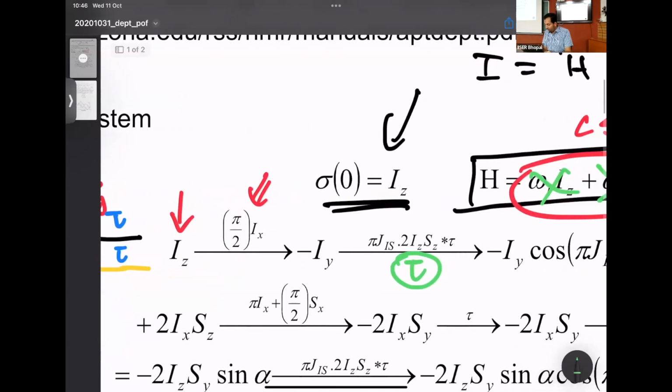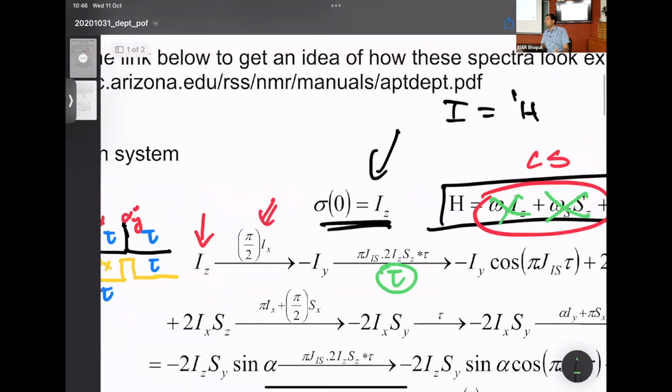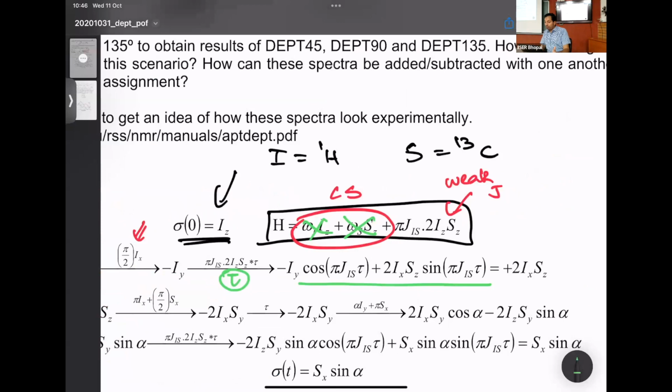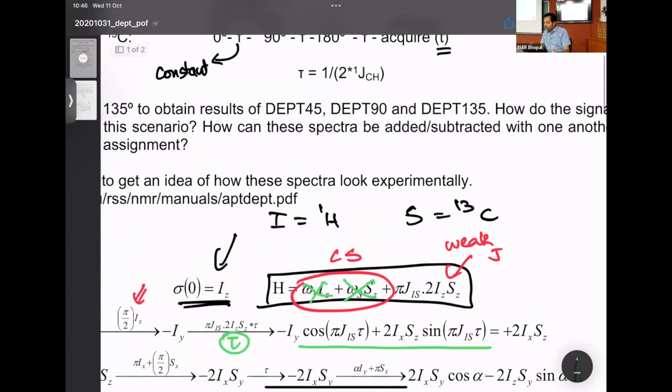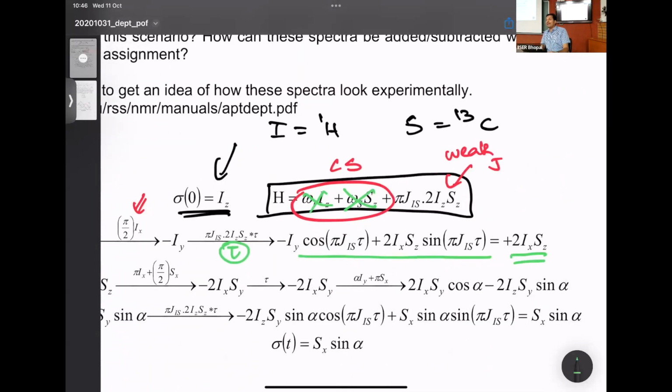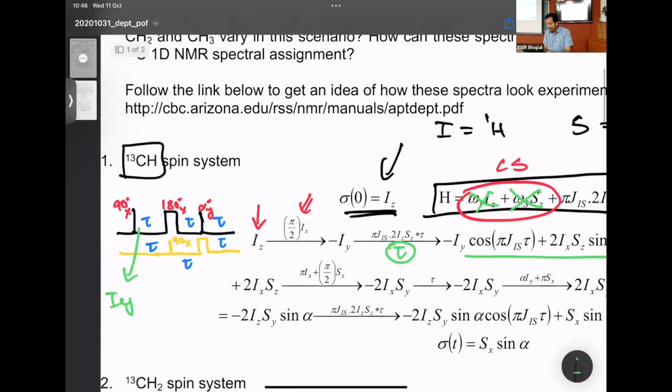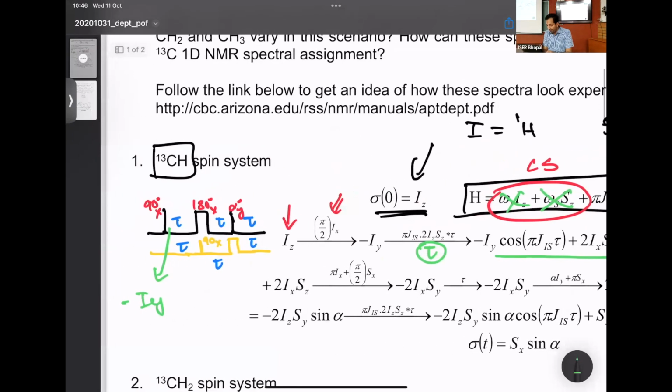I'm not going to tell you how it gets expanded. It's just minus IY cos plus 2 IXSZ sine. And if you set the tau to 1 over, I think 2J, you will end up getting only the 2 IXSZ, which is an antiphase term with coherence along X, I spin. Okay. I'm just taking that up again. Now you have a 180 degree pulse and a 90 degree pulse. 180 degree pulse applied on the I spin, 90 degree pulse applied on the S spin.